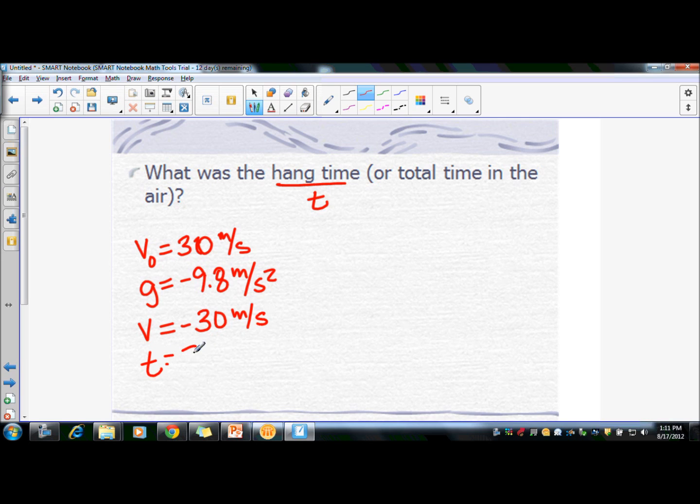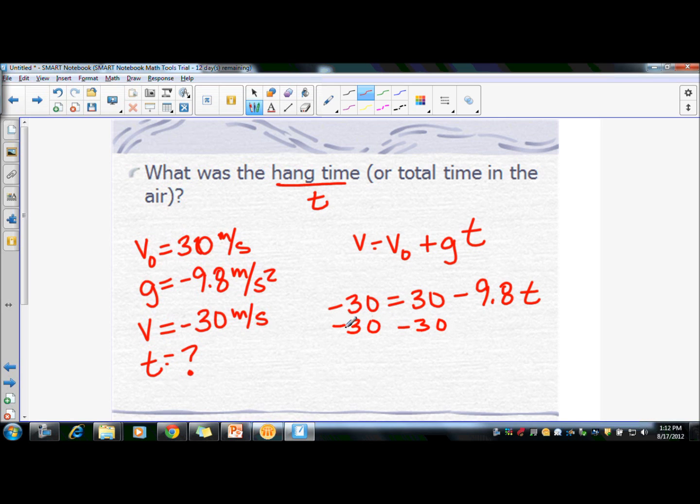And we're looking for time. So the equation has those four: v equals v naught plus gt. So v is negative 30 equals 30 minus 9.8 times t. First thing we want to do is subtract 30 from both sides. And notice this doesn't cancel out. Negative 30 minus 30 is negative 60 equals negative 9.8 times t. Now we just divide by negative 9.8. And we get a final answer of our time is 6.12 seconds. So it'll take 6 seconds for it to go up and back down.